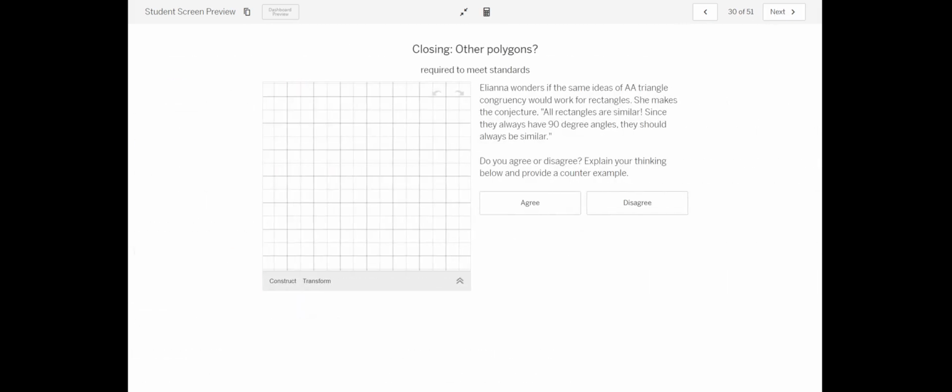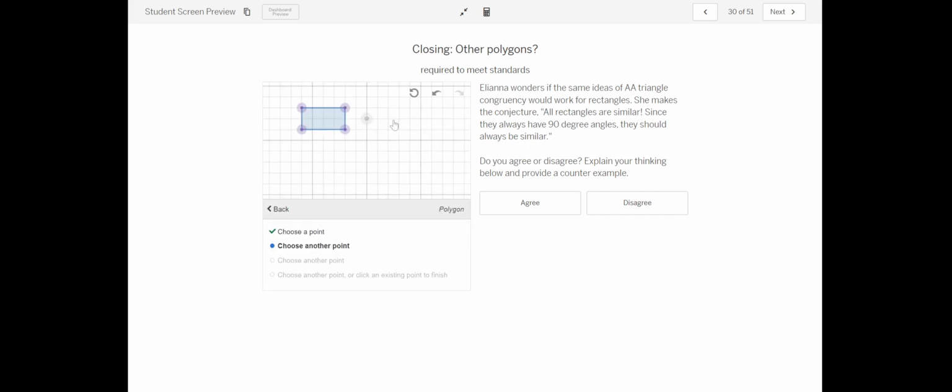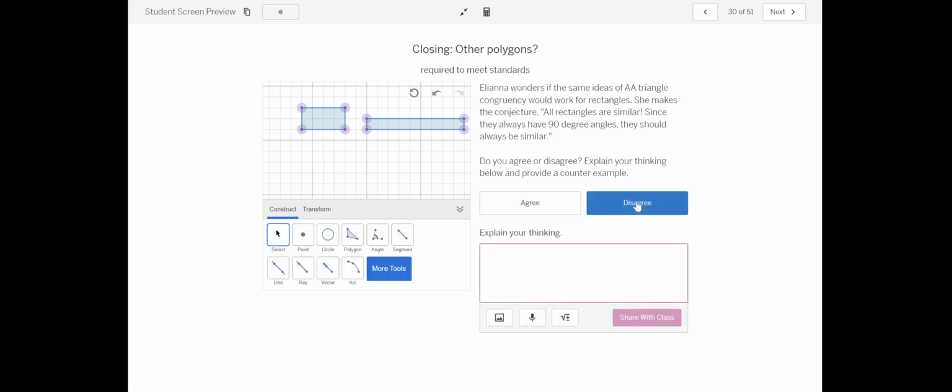So we talked about how AA works just for triangles. Would it work for rectangles? She makes the conjecture that all rectangles are similar since they always have 90-degree angles. They should be similar. Do you agree or disagree? So I'll let you guys explore that one. Okay, so for instance, are these rectangles similar? Hopefully you disagree that they are similar. And so this is an example of ones that would not be similar.